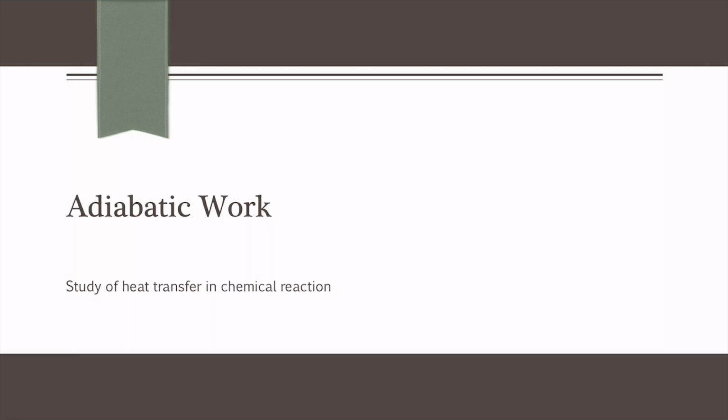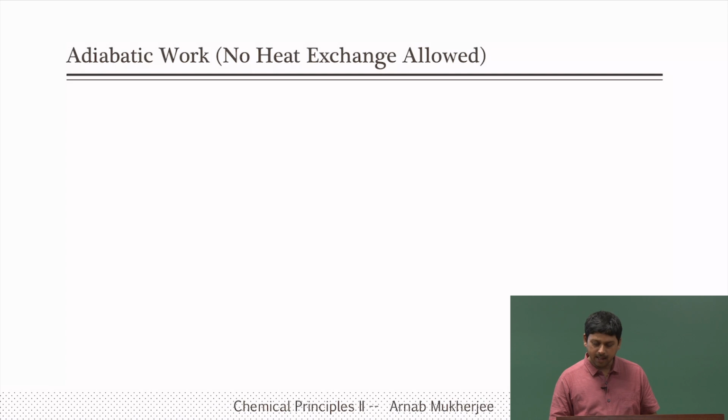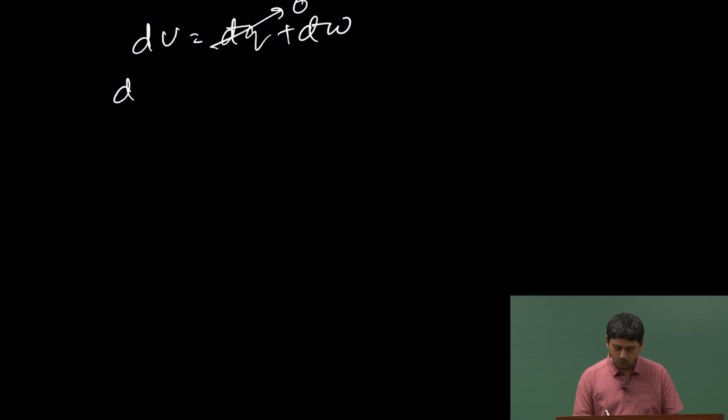So, now we are going to talk about adiabatic work. So, what is an adiabatic work? Adiabatic work is where you have no exchange of heat, and I am going to just derive that adiabatic work here. So, dU equal to dQ plus dW. In case of adiabatic, dQ equal to 0. So, we are going to have dU equal to dW for adiabatic case.